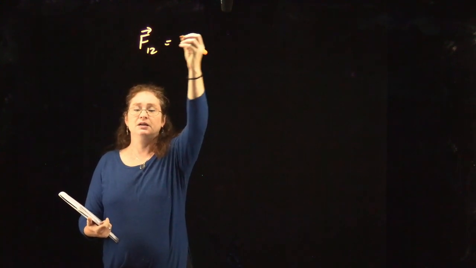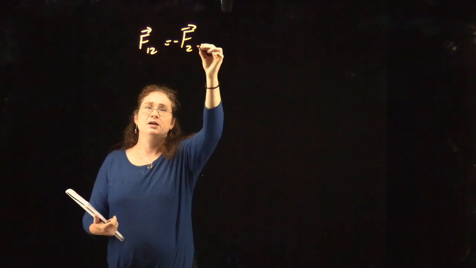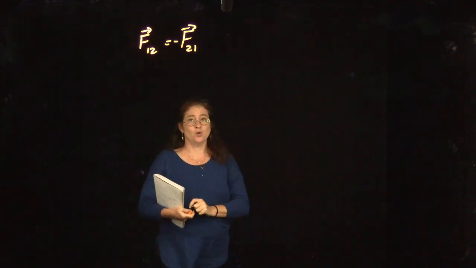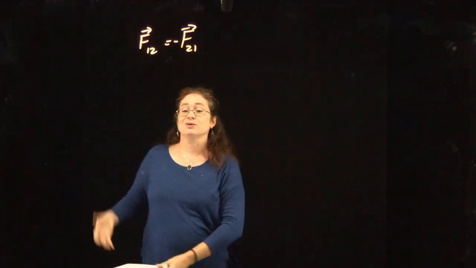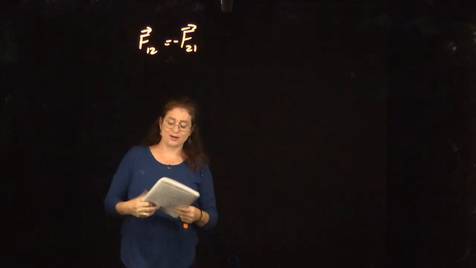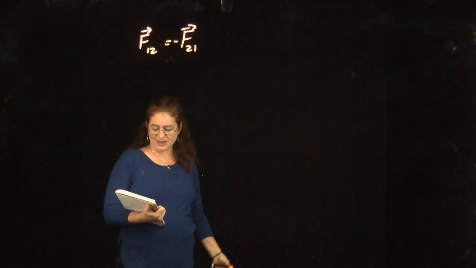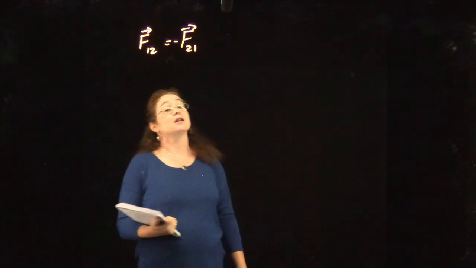We have F12, the force of object 1 on object 2, is equal to the negative of the force of object 2 on object 1. So this is Newton's third law in vector notation. So it's equal in magnitude, opposite in direction. And that's why vectors are so useful, because this is a lot easier to write down than all of the mess in words.